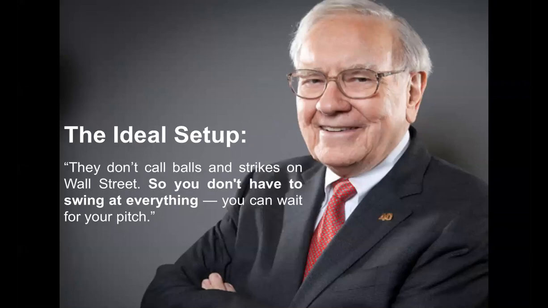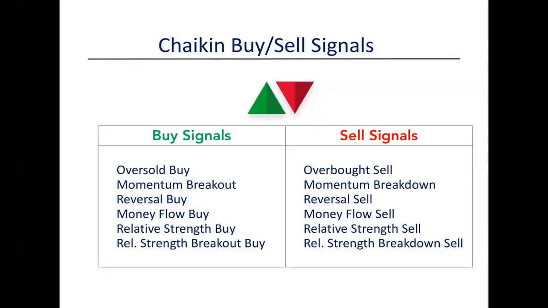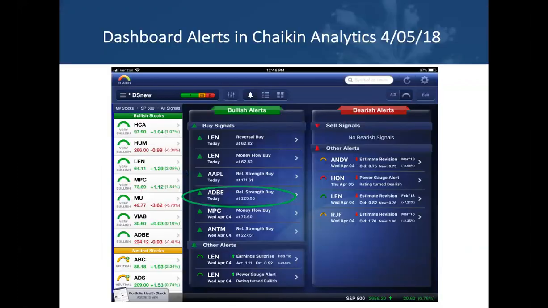And there's just one thing missing, which are the buy and sell signals that we've been covering throughout the course of the webinar. Six pairs of buy and sell signals to give you timely exits and entries. And again, as with the classic bulls, how do you find them? Well, we have a dashboard. This is from our iPad version of our product.